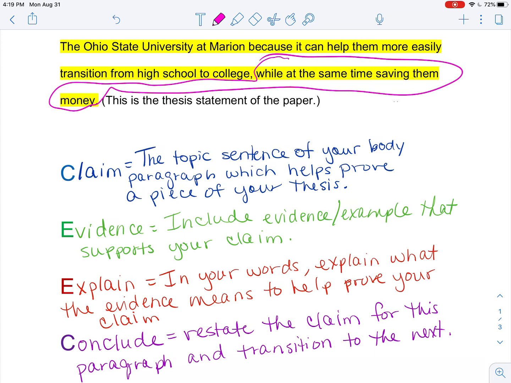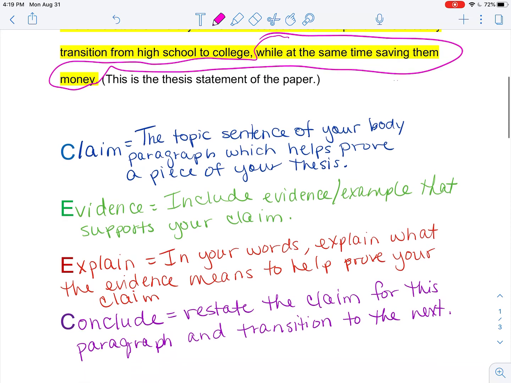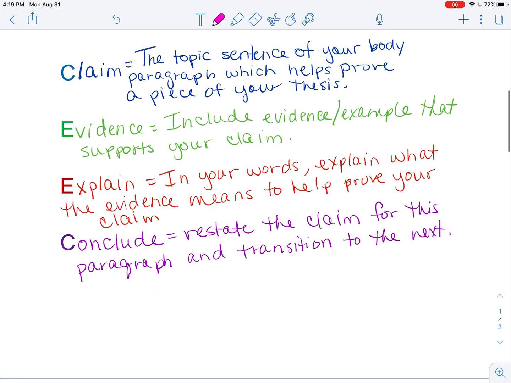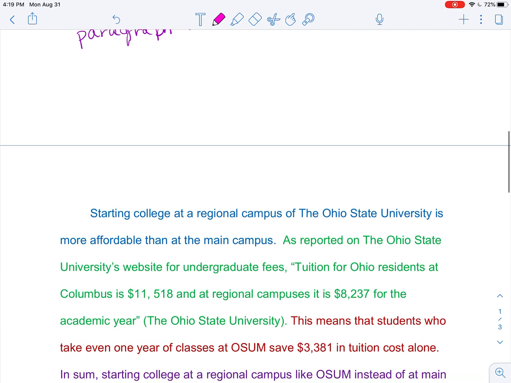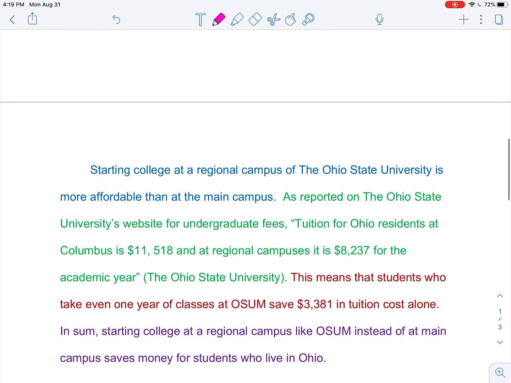So let's put that in action. As I said, I'm going to focus on this particular thesis statement of the piece that talks about saving money. So let's look at a sample paragraph. Here we go. So I'm going to slide this all the way up there. Let's look at the claim.